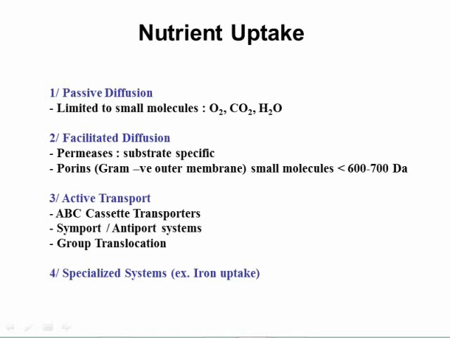So the three types of active transport mechanisms you need to understand are ATP binding cassette transporters, ABC transporters, symport antiport systems, and group translocation. And we'll do iron at the end.